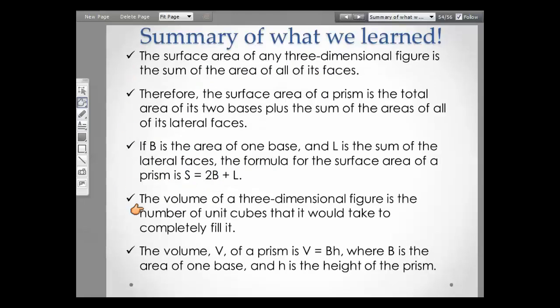Now what we learned today, look, we had that one objective, and look at all we learned. We learned that the surface area of any three-dimensional figure is the sum of the area of all of its faces, which includes the 2 bases. And if B is the area of one base and L is the sum of the lateral faces, the formula for the surface area of a prism is S equals 2B plus L. And the volume of a three-dimensional figure is the number of unit cubes that it would take to completely fill it. And then here's the volume formula, V equals B times H.